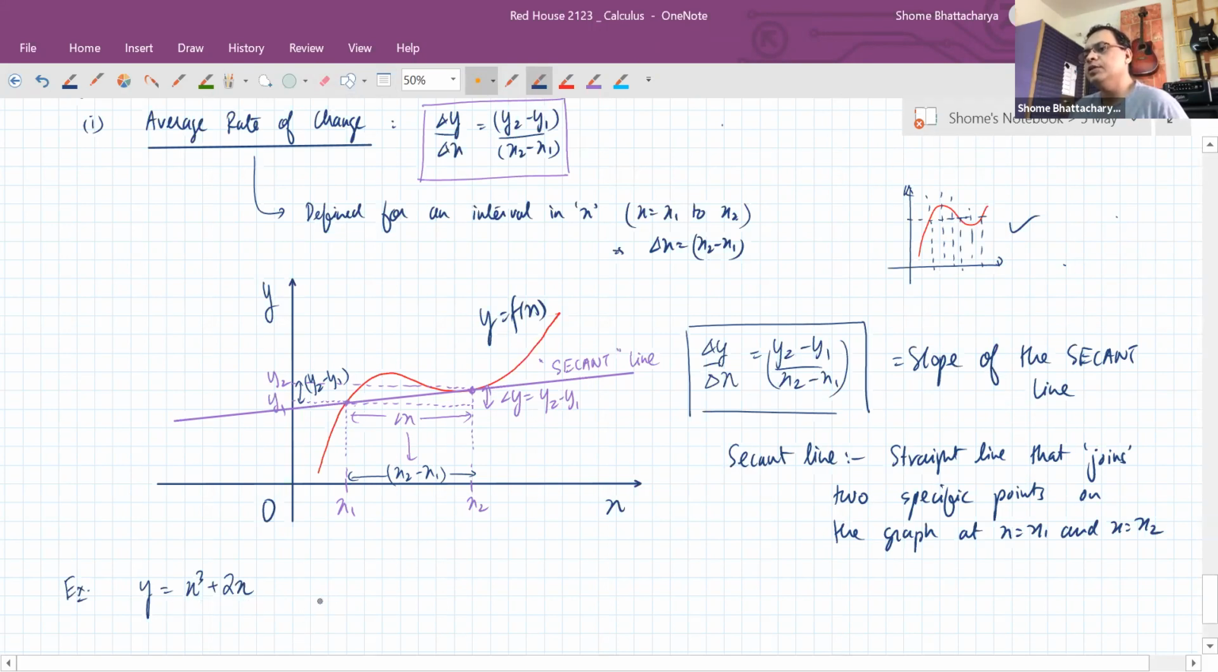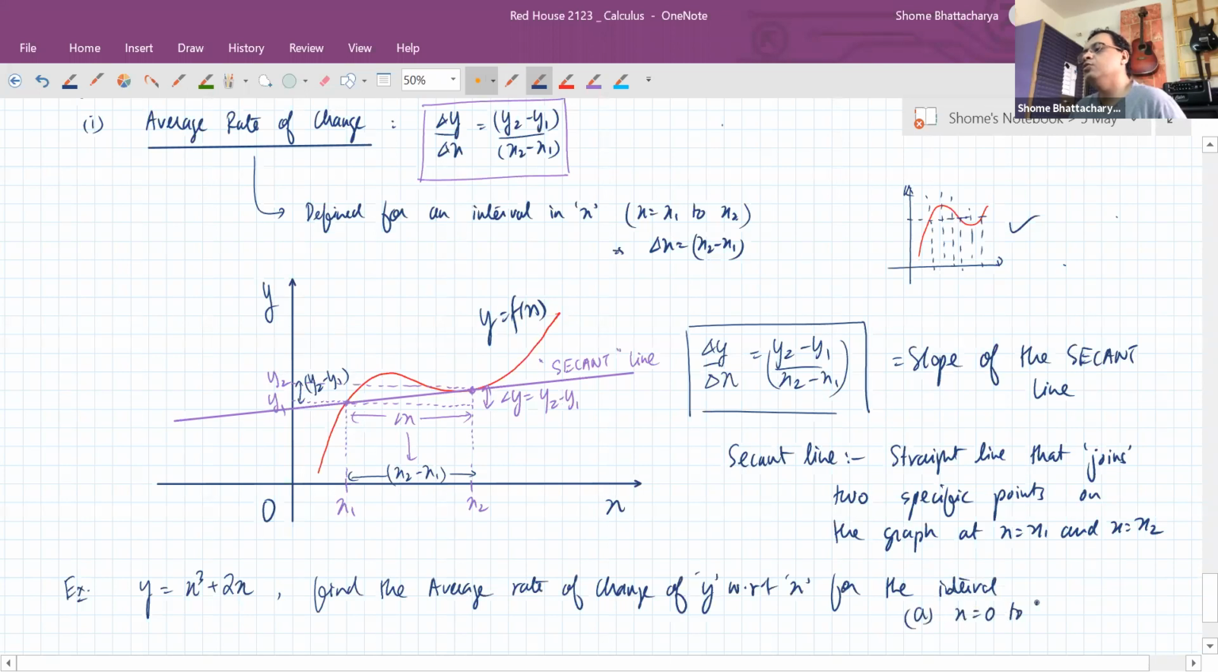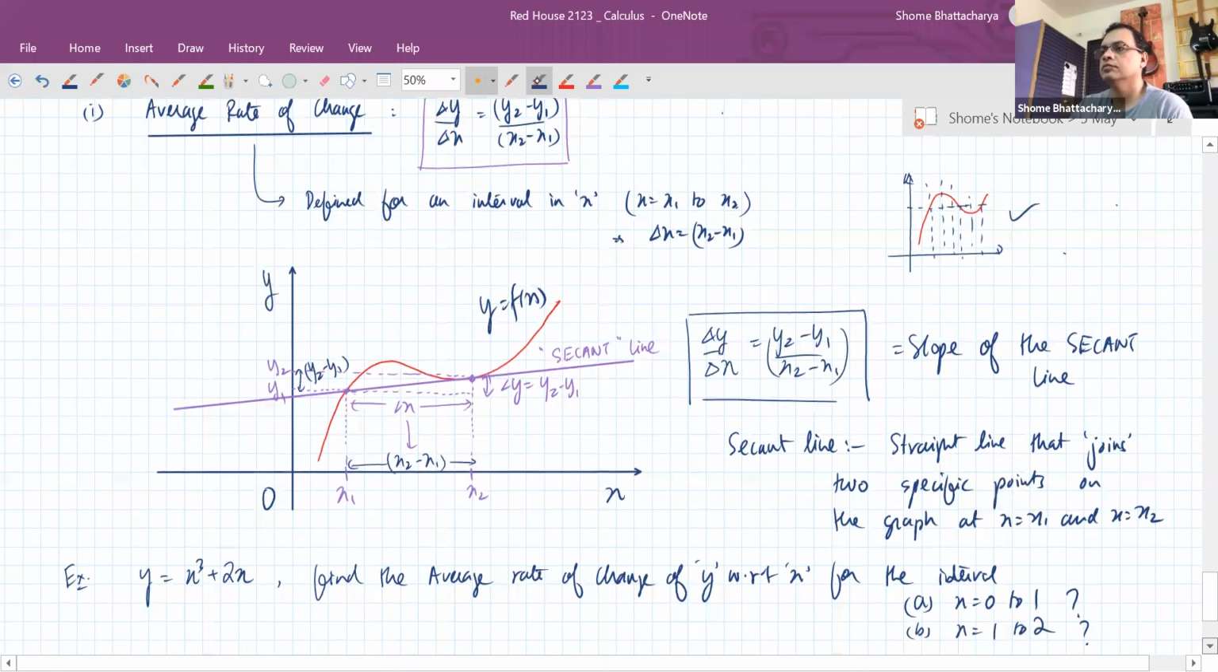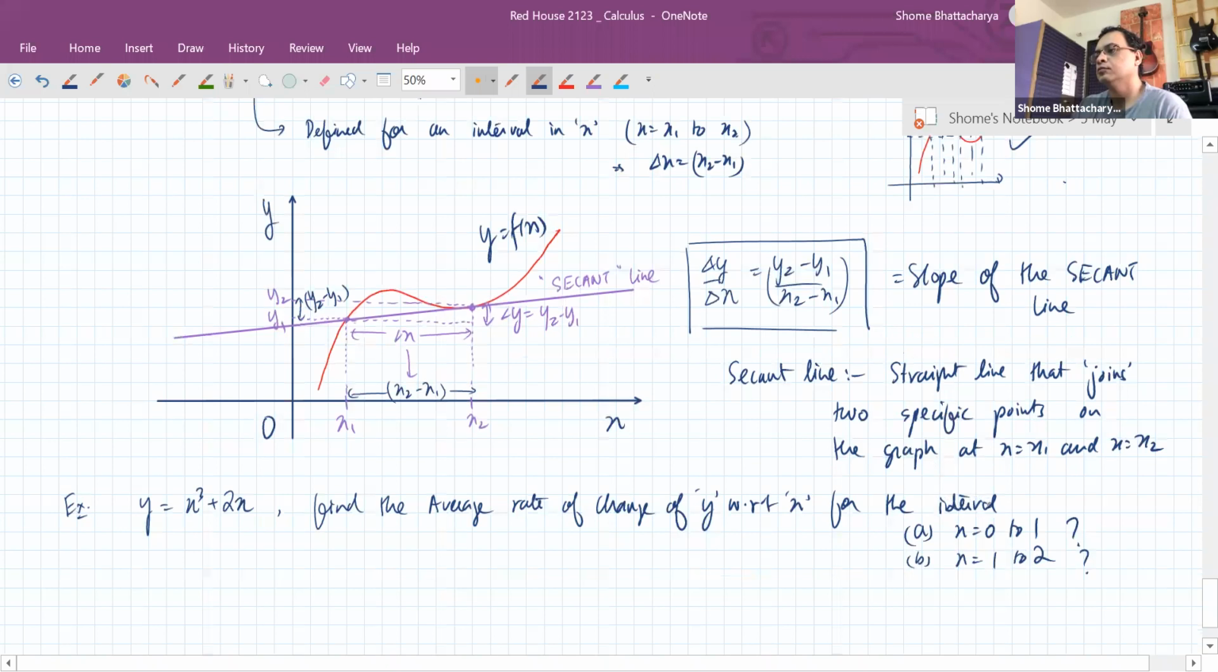Now for this function, x cube plus 2x, find the average rate of change of y with respect to x for the interval x equal to 0 to 1 and for the interval x equal to 1 to 2. Okay, just try this question out and send me the answers on the message quickly.